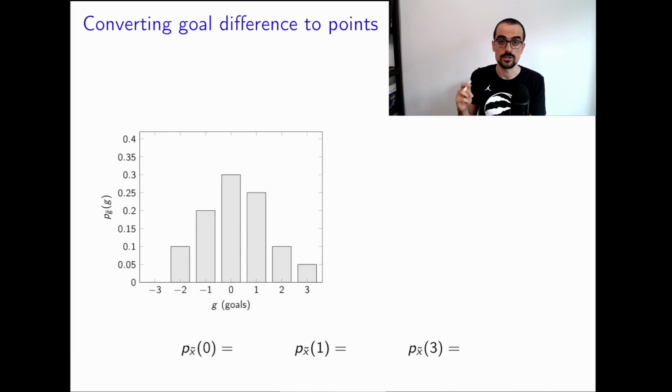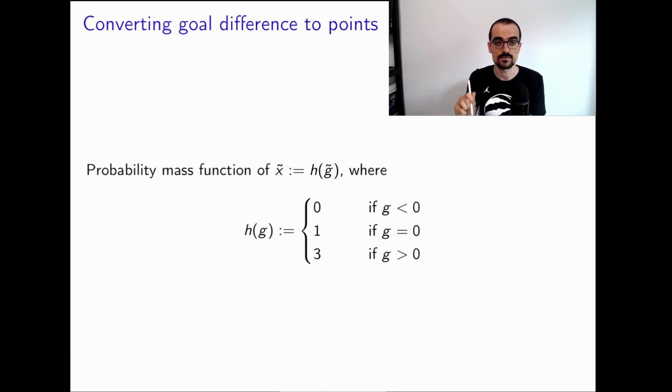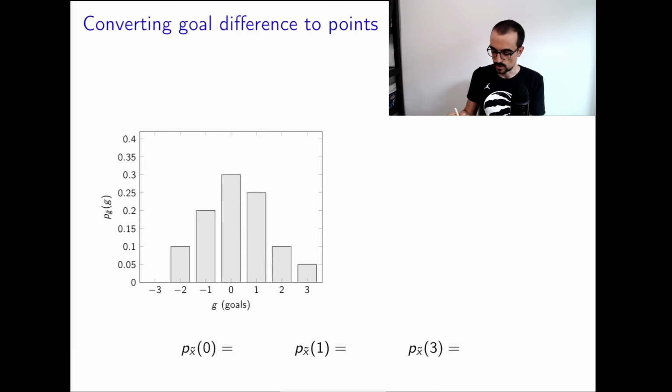Now we're going to build the PMF of X, which is this new random variable, which basically is the result of applying this function to the random variable G that represents the goal difference. So what's P_X(0)? And here I like to go to the definition. The definition is the probability that X is equal to 0. And that probability is the probability that G is smaller than 0, which is the probability that G is equal to -2 plus the probability that G is equal to -1. And that probability equals 0.2 plus 0.1, 0.3.